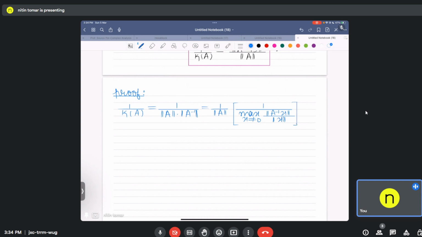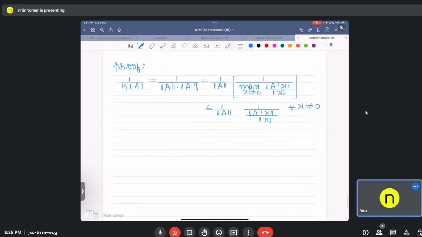Now, can I say that this will be less than or equal to 1 upon norm A as it is, and then 1 upon norm A inverse x by norm x, for all x not equal to 0? Can I say this? See, it is the maximum of something, so this will be greater than or equal to norm A inverse x by norm x. Am I correct? Yes, sir. When you take the reciprocal, the inequality gets changed. Okay?